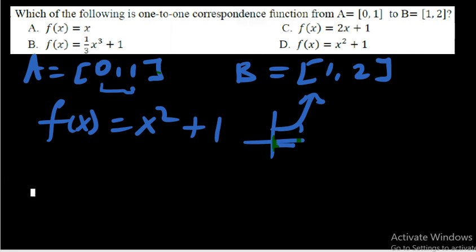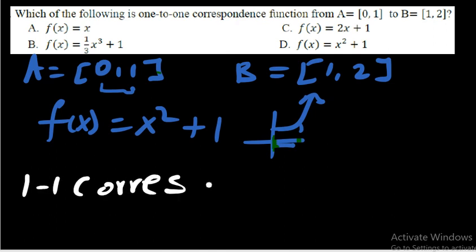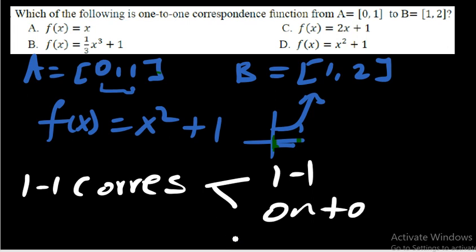Let me repeat it: 1 to 1 correspondence means it has to be 1 to 1 and onto both. It has to satisfy both conditions. 1 to 1ness works for all of the functions here. What about ontoness? Let us check.